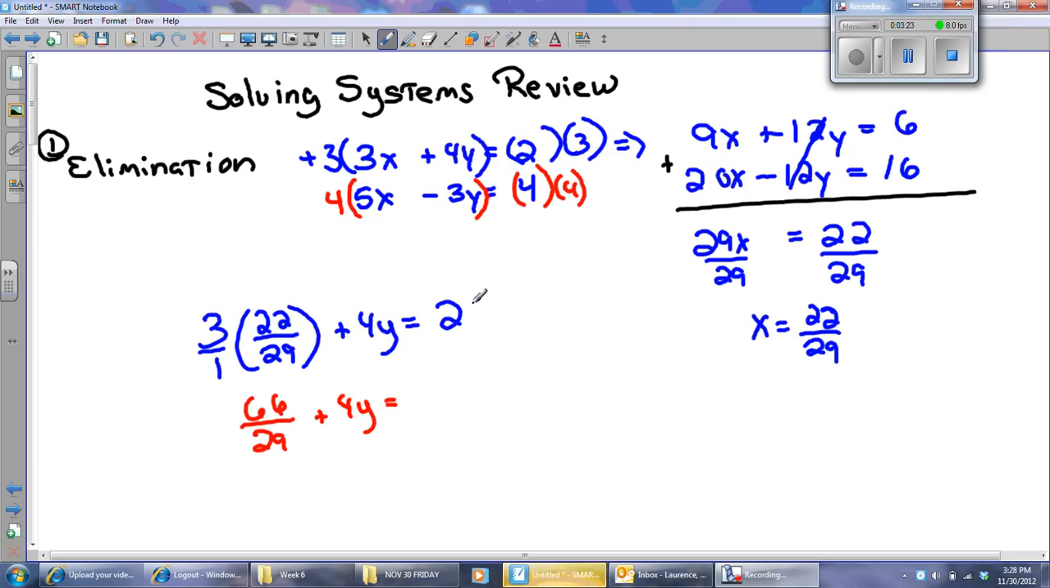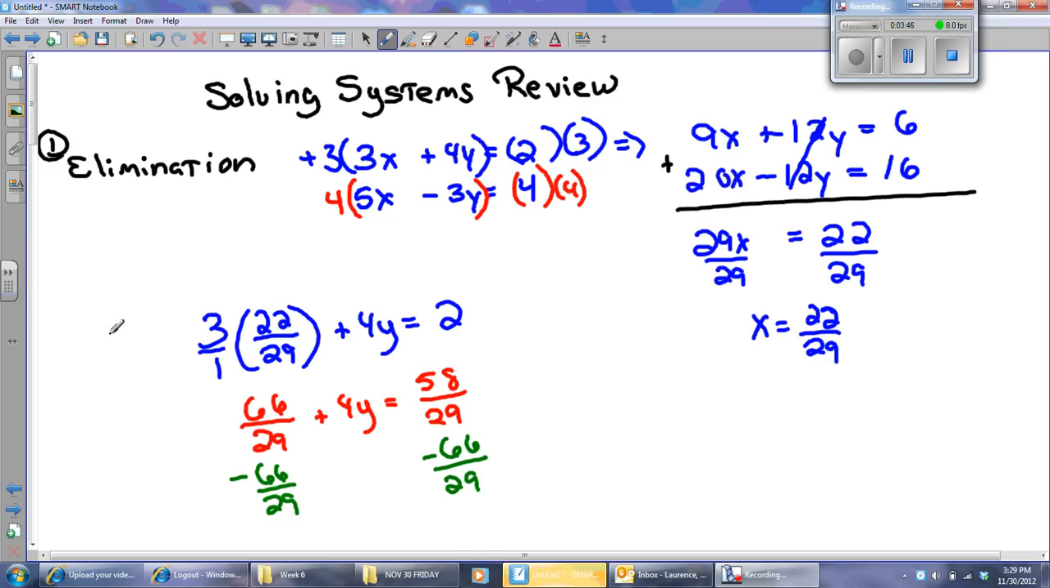Now, I'm not going to put a 2 there. Anybody know what I'm going to put? I'll bet Max does. I'm going to go 58/29. Why do you suppose I did that? Well, because I'm getting ready to subtract 66/29 from both sides. So I'm going to think about 2 as being the same as 58/29.